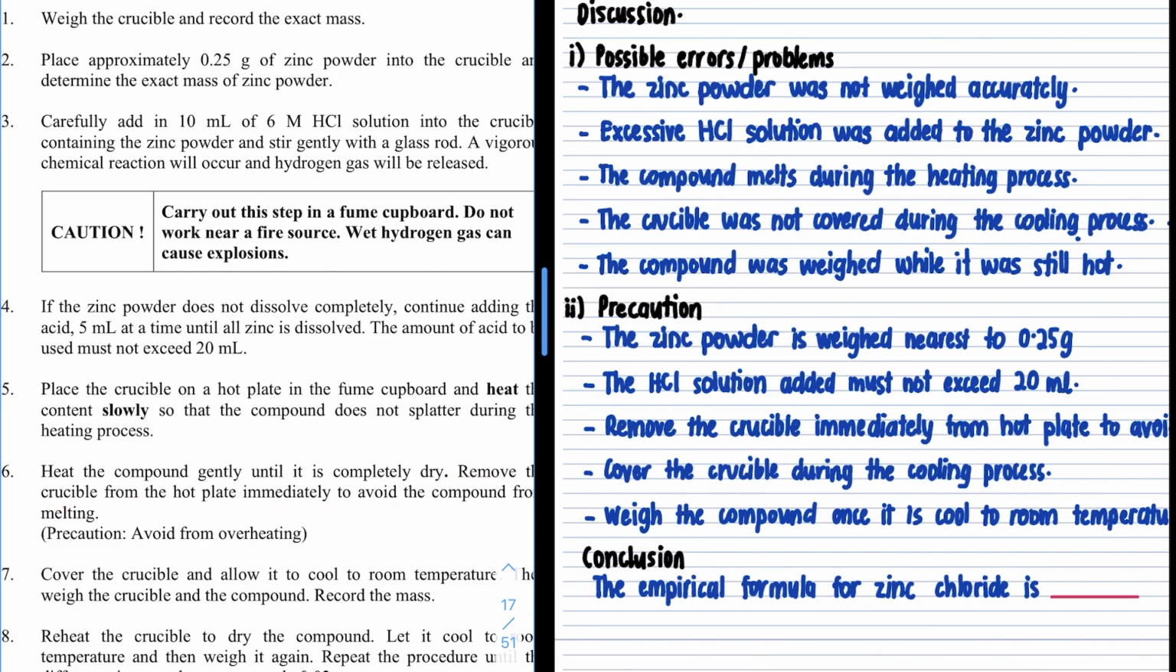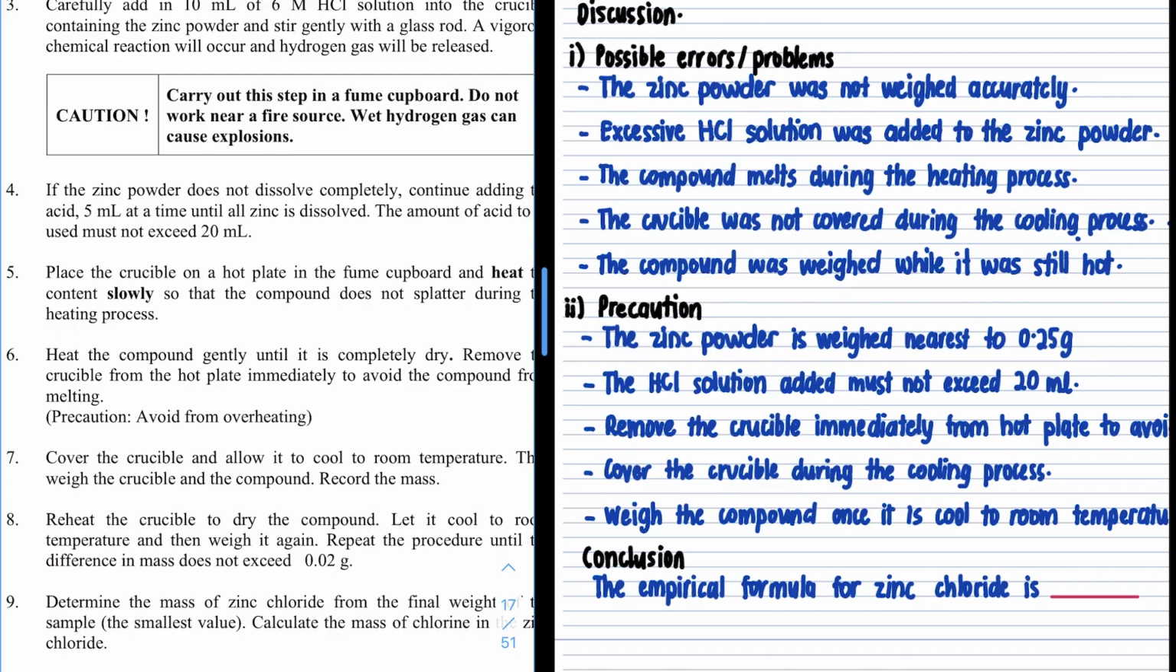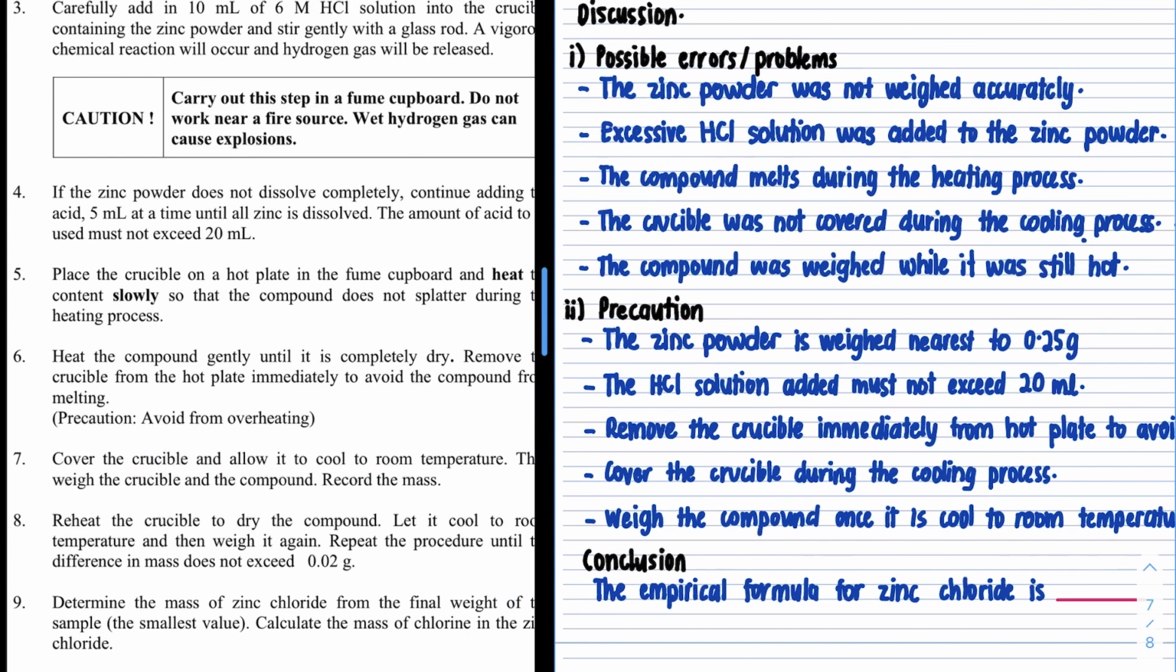Okay, and then the next possible error is here, it mentioned to cover the crucible and allow it to cool to room temperature. Maybe when you do the cooling process, you didn't cover it with the lid. So the possible error here is that the crucible was not covered during the cooling process. Our precaution is to cover the crucible during the cooling process itself.